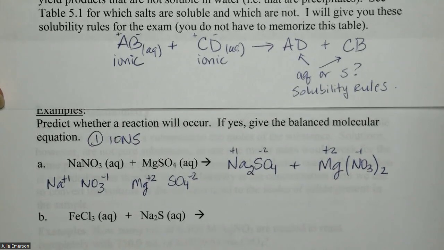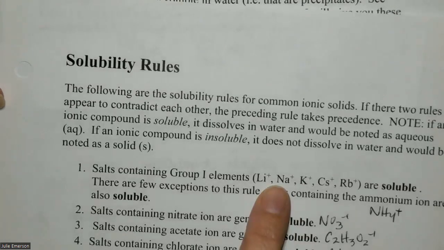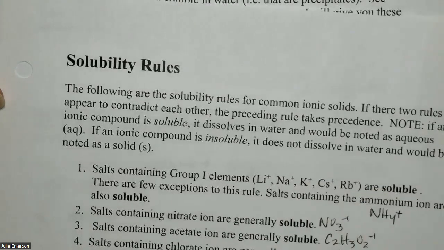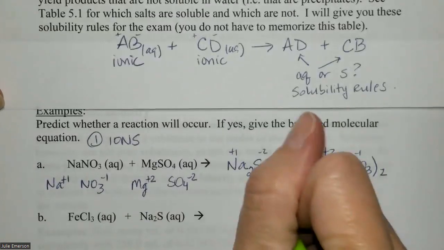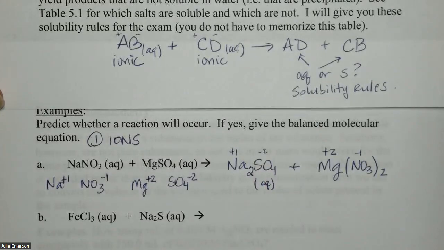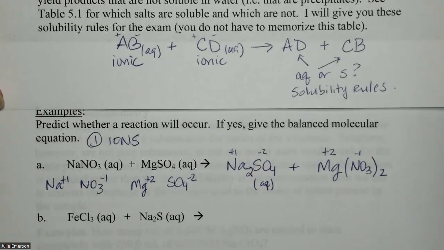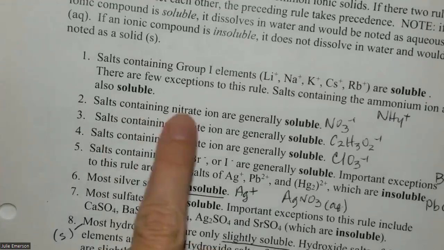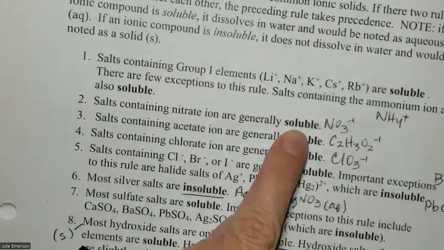Now I'm going to check to see, aqueous or solid. I go to my solubility rules. Remember, rule number 1 was anytime you've got sodium, it's always going to be soluble. Group 1 metals, no matter what, always aqueous. So you really don't even have to check the rules. Sodium's always soluble. Rule number 2 is nitrate, also always soluble.